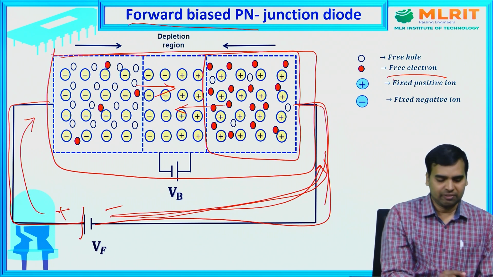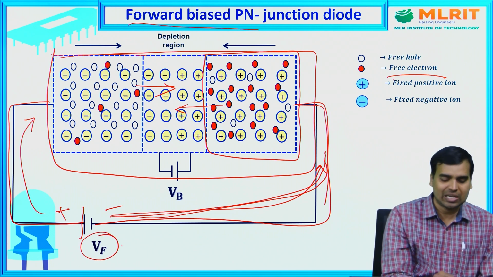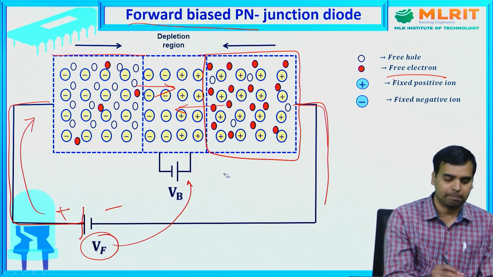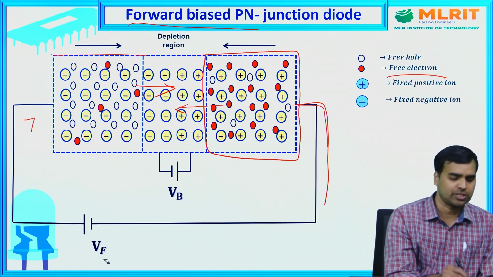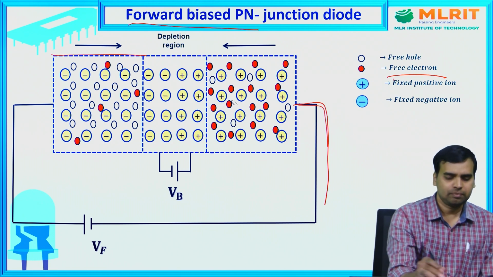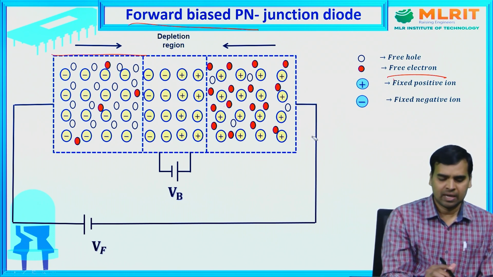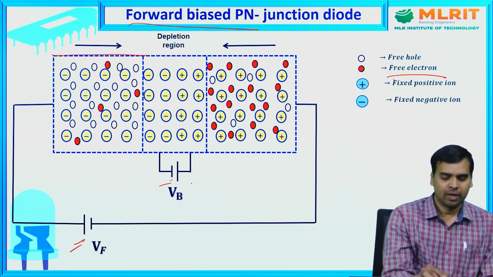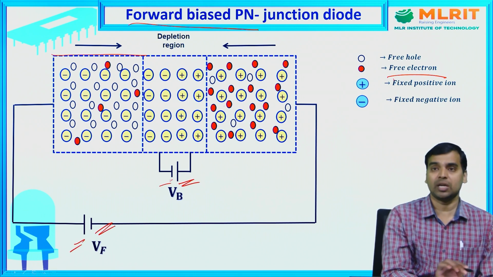That is, if the forward voltage is equal to the barrier voltage, here you can see both voltages: the barrier potential is also a voltage, and the applied voltage is also a voltage. Here you can see both are in opposite polarity: on the negative side positive, and on the positive side negative. So both are in opposite polarity.